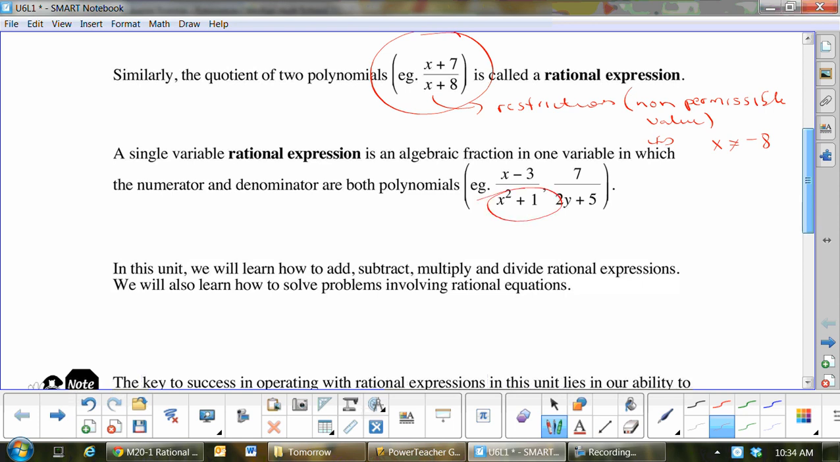Look at this one. x squared plus 1. Is there a number that could be bad there? No. The reason is because whatever you square is going to be positive, right? And plus 1. You can't make that thing equal 0.